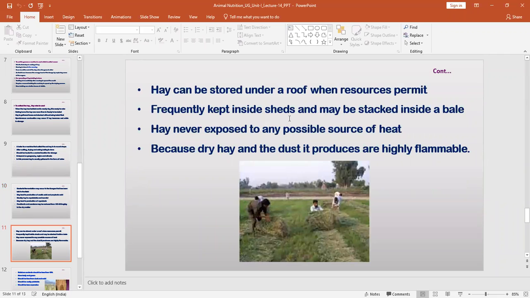Hay can be stored under a roof, in a shaded area, to avoid rain and other contamination, and a dry area should be there. So when we store the hay, the area should be properly dried and not exposed to the outside environment. That will be very important. And here you can see how they are baling the hay and dry material by the conventional method.